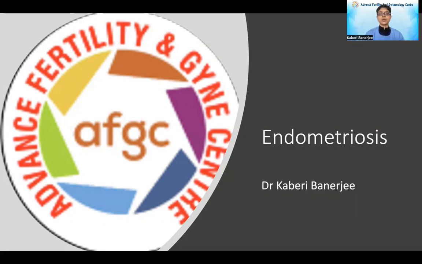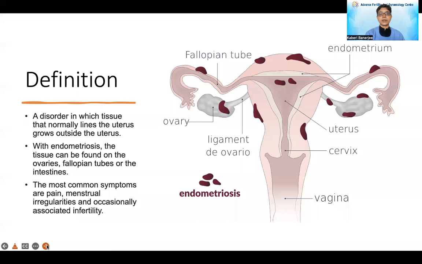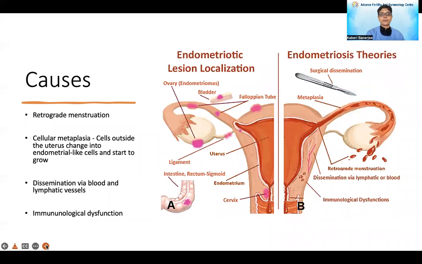Today we are going to talk about endometriosis. What is endometriosis? Endometriosis is a disorder in which tissues that normally line the uterus are present outside, in the ovary, in the fallopian tubes, and other areas. The most common symptoms are pain, menstrual irregularities, and sometimes associated infertility.